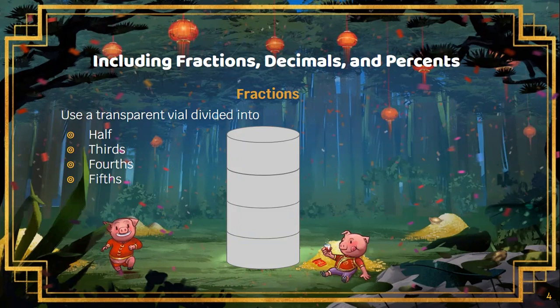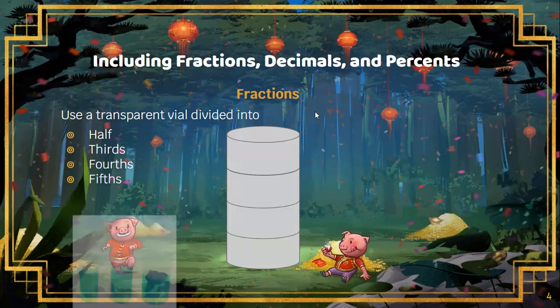But what you would do is take this vial and you would divide it. You could make one version where it's divided in half. You could take another vial, have a group of vials for your students where they're divided into thirds. Then you can have another set of vials that are marked in fourths and another set of vials that are marked in fifths. And so where are you going to get these vials at?